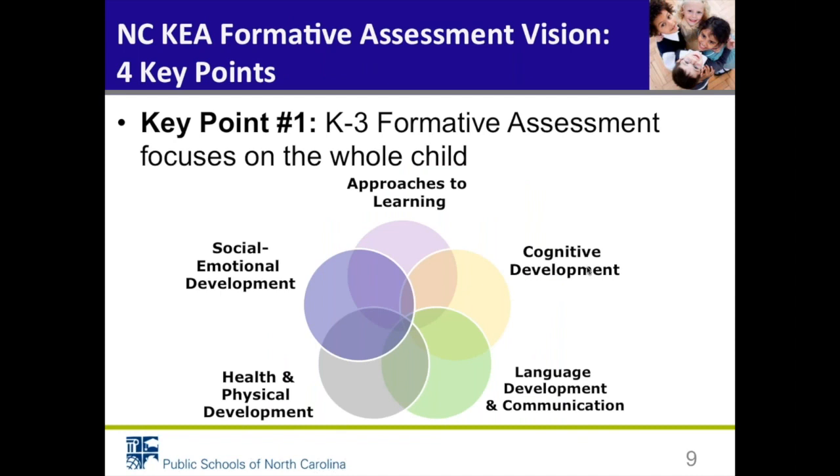The first is that the KEA is a whole child perspective. We must attend to a child's growth and development in each of these 5 domains: approaches to learning, cognitive development, language development and communication, emotional and social development, and health and physical development. We know how well a child performs in one of these areas affects how he or she will do in another, and this directly impacts their overall success.